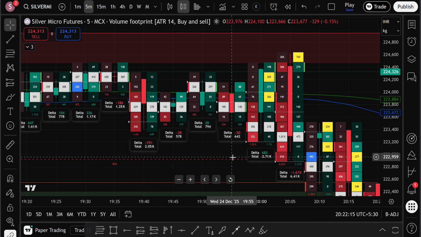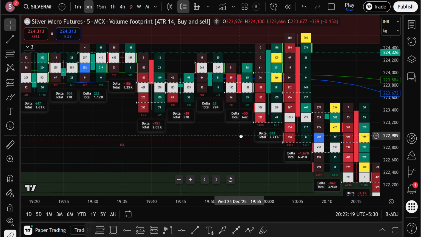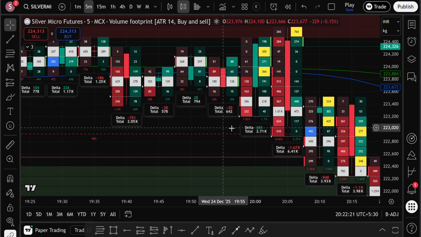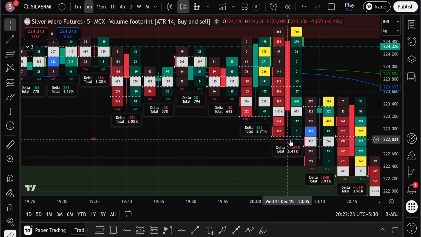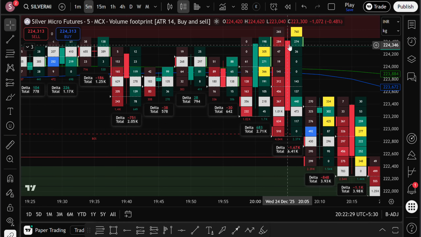you have to see how the candle formed. You can only see that in normal price charts, but here you can see the charts with a delta. The 683 immediately turned into minus 1.67. It is more than two times the volume that entered here. So we can say that this candle is a real aggression, and sell stacked imbalances are happening above the value area high.